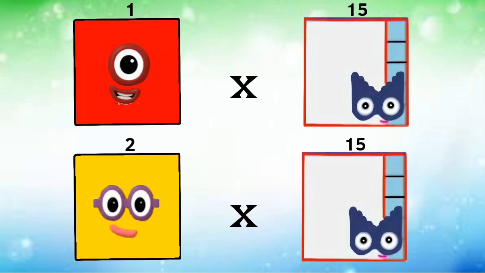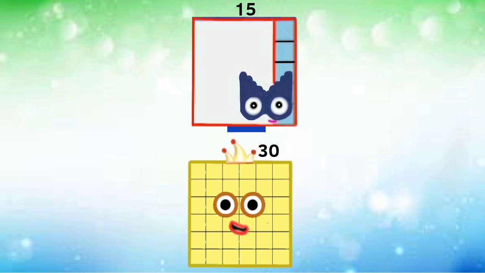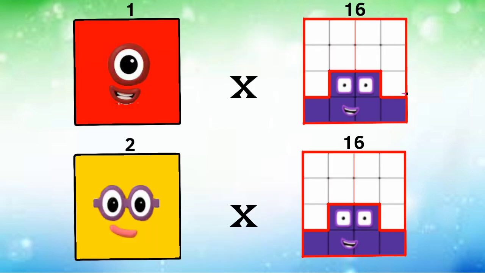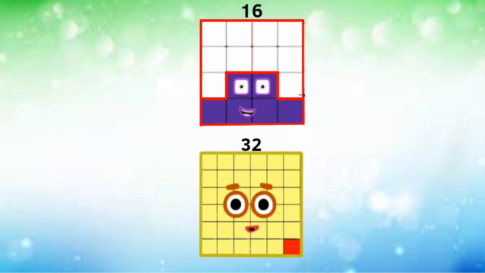Number blocks 1 and 2 times 15 equal 15 and 30. Number blocks 1 and 2 times 16 equal 16 and 32.